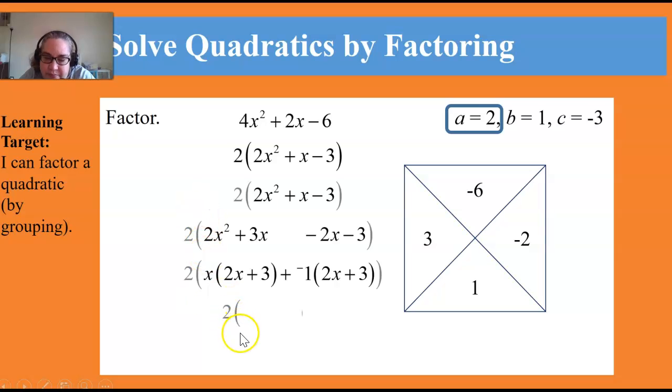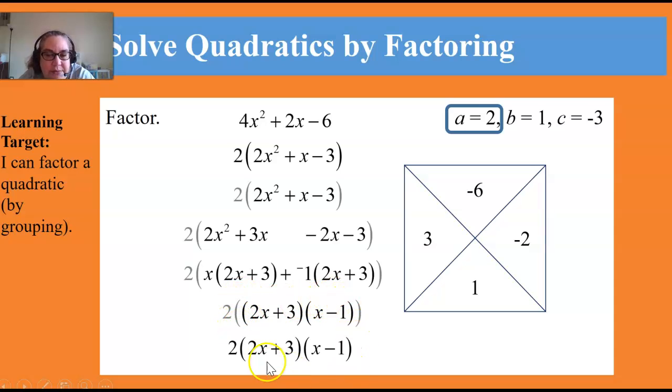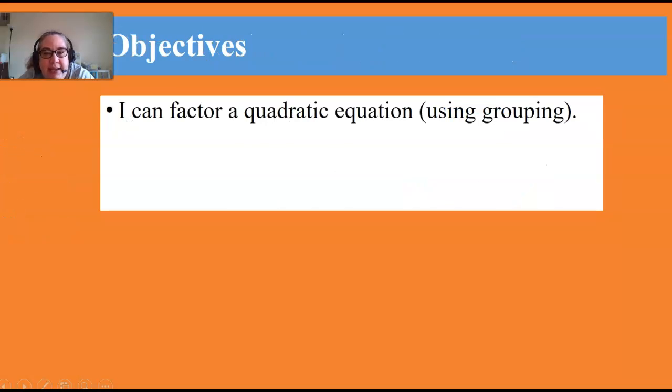I keep bringing the 2 down. I'm going to factor out that 2x plus 3, and then I write my remaining factors, x minus 1. As you write your final answer, you don't need those outer parentheses. The way that you would see your answer would be 2 times 2x plus 3 times x minus 1. So those were 2 examples that can help you figure out how to factor a quadratic equation using grouping.